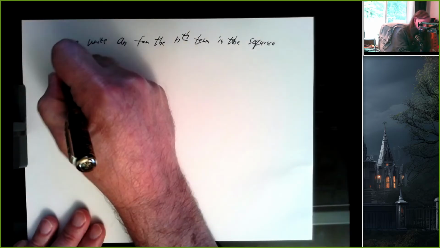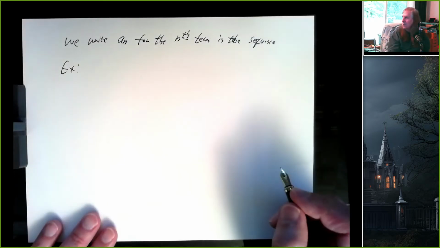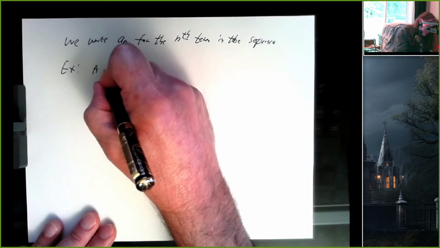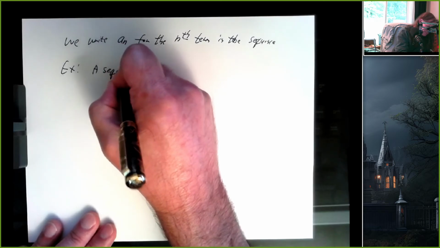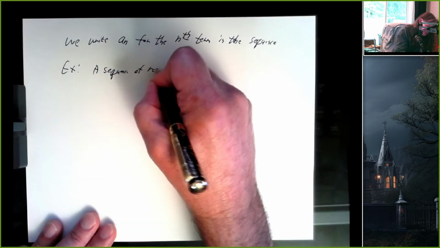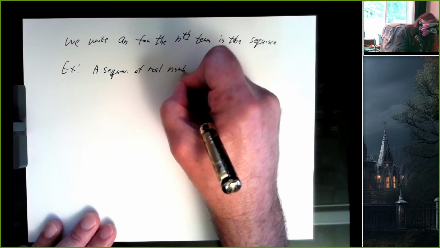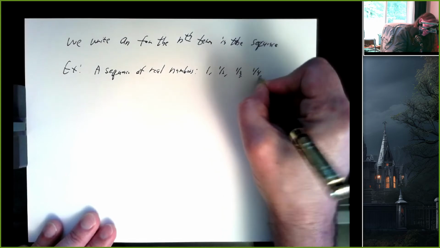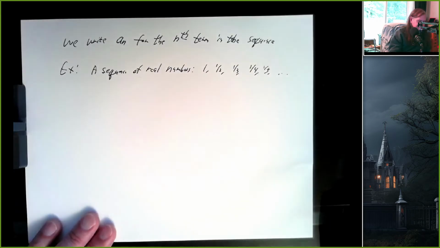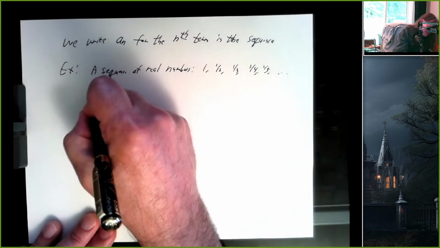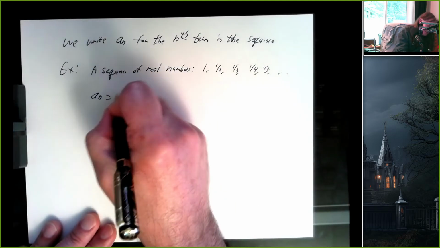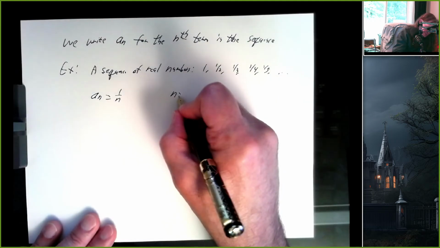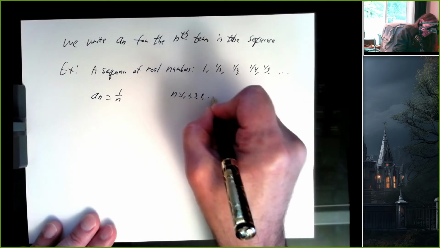So for example, we could have a sequence of real numbers, 1, 1/2, 1/3, 1/4, 1/5, and so on forever. And we could write an equation for that. The nth term of the sequence is just 1 over n. And we could say n equals 1, 2, 3, 4, and so on.